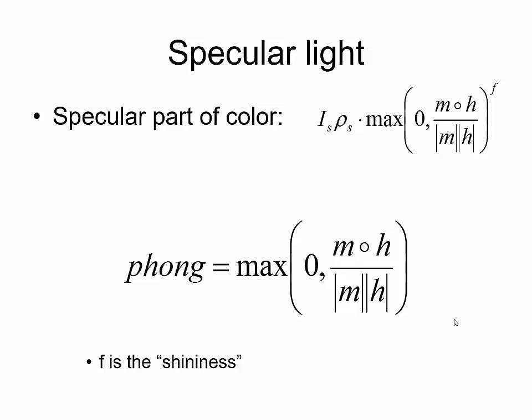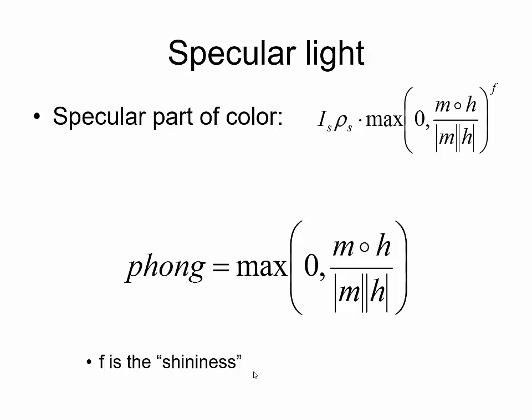And finally, the entire specular part of the formula is the specular intensity of the light times the specular part of the material, that is, how shiny or how reflective this material is, times Phong, which is again capped at 0 so we don't get negative numbers, and then that whole thing taken to the power of f before it's multiplied with these numbers. And f is the shininess.